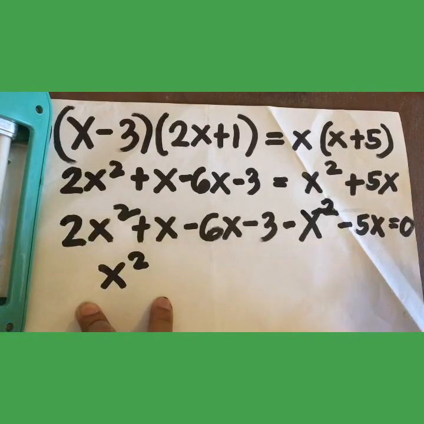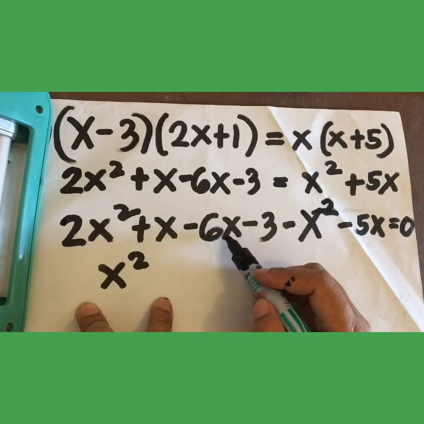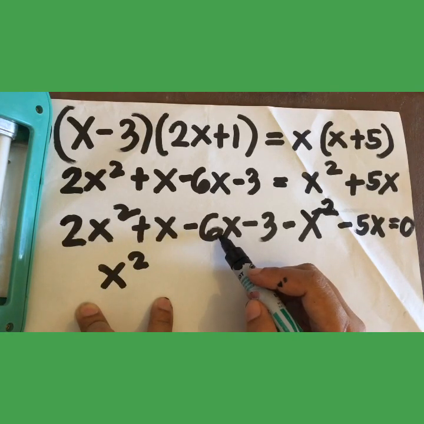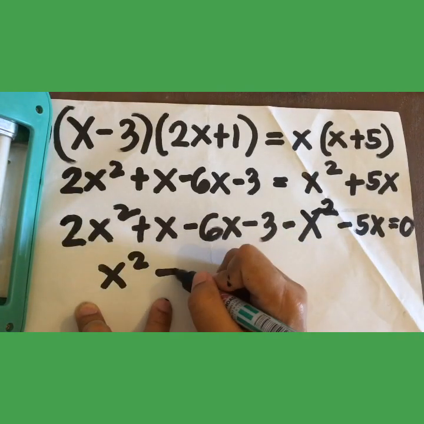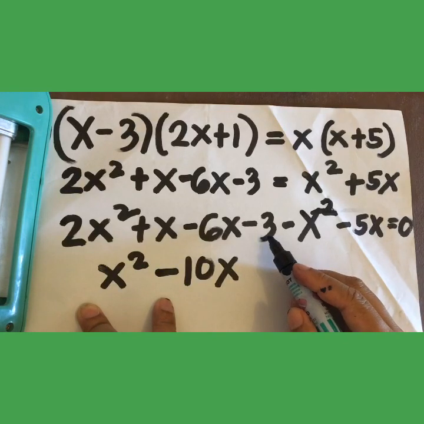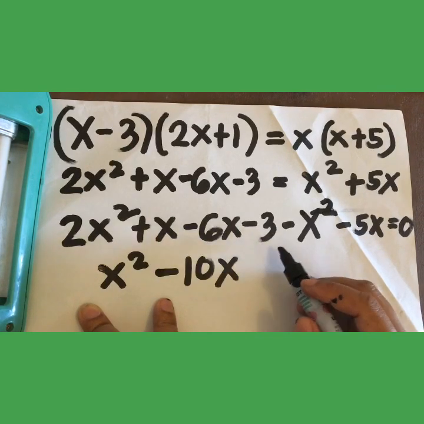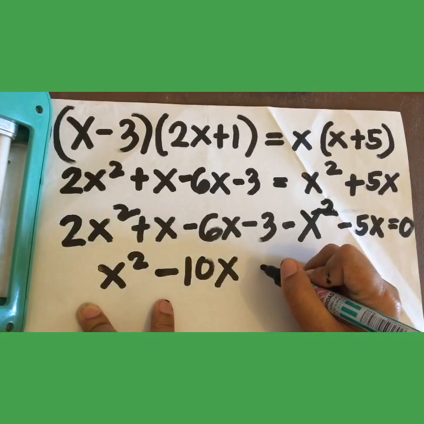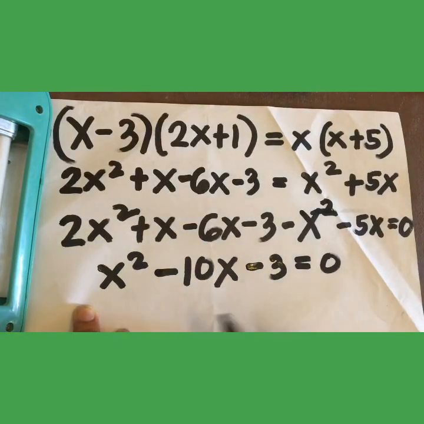Okay. How about this one? X minus 6x, that is negative 5x. Plus negative 5x, that becomes negative 10x. Then negative 3. Is there anything else pa? Constant, so there is no more. Minus 3 equals 0. So, is this a quadratic equation?